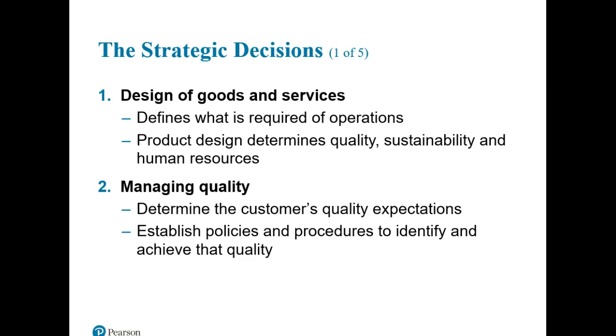So starting off with the first two strategic decisions, design of goods and services defines much of what is required of operations in each of the other operation management decisions. For instance, product design usually determines the lower limits of cost and the upper limits of quality, as well as major implications for sustainability and the human resources required. Now, design of goods and services will be covered more in depth in Chapter 5 and the corresponding supplement. Now, managing quality determines the customer's quality expectations and establishes policies and procedures to identify and achieve that quality. Managing quality will be covered more in depth in Chapter 6 and the corresponding supplement.